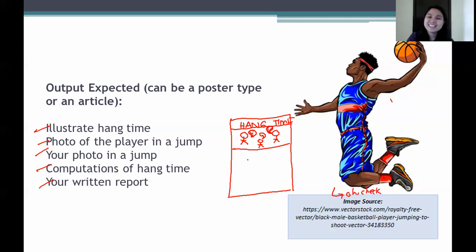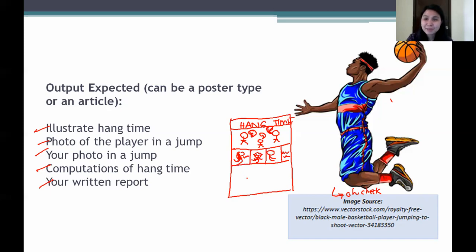Okay, then the next one, you take a photo of yourself and the photo of the player. Photo of person number 1 jumping. Here's my computation for the hang time. Or you place it here. Okay, I'll place it here, computation. I'll place mine here, computation of my hang time.